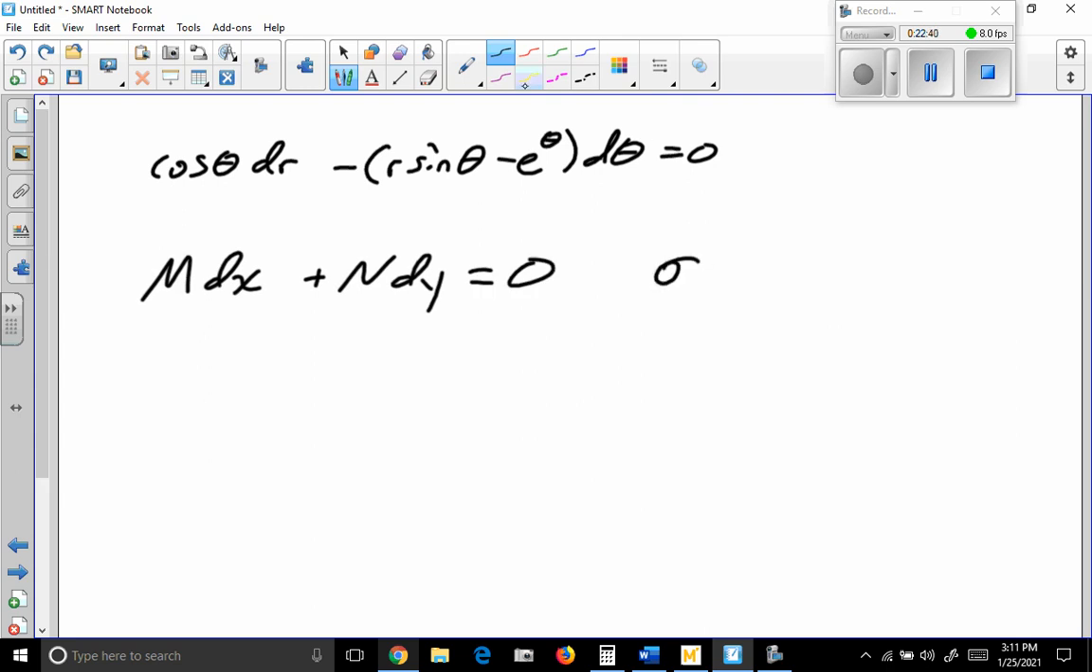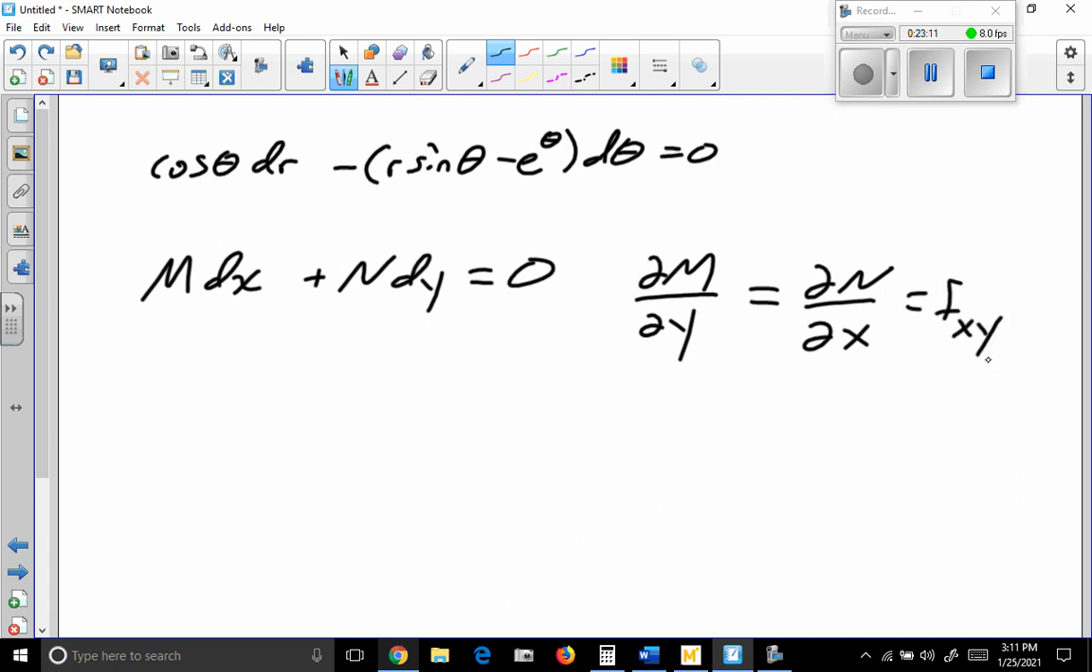And when we take the partial of M with respect to y and the partial of N with respect to x, those have to be equal. M already is a partial with respect to x, so if we take the other partial, which is with respect to y, N is already a partial with respect to y. If we take the partial with respect to x, then both of these would be f, taking the derivative with respect to x and y, whether we did x first or whether we did y first. So that's how we're going to check to see if it's exact.